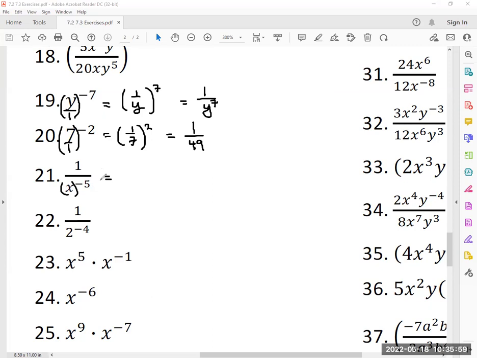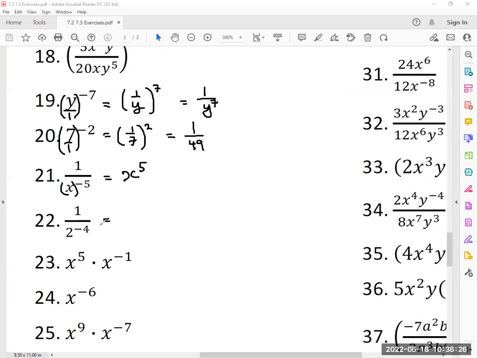The hint is denominator. What is the other one? Numerator. This becomes x to the power of 5 over 1. This becomes a positive. We do not want to leave any answers as a negative exponent.